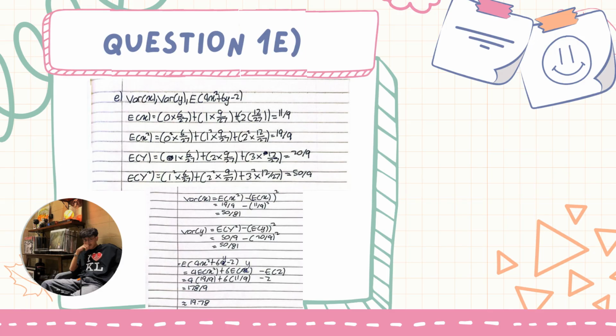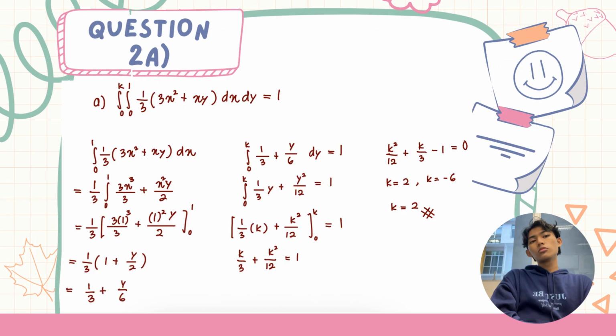Finally, we compute the expectation of the function 4x squared plus 6y minus 2. Because expectation is a linear operator, we can break this into 3 parts: 4 times E(X squared) plus 6 times E(Y) minus the constant 2. By substituting our values, 4 times 19 over 9 plus 6 times 20 over 9 minus 2, we arrive at the final answer of 178 over 9, which is approximately 19.78.